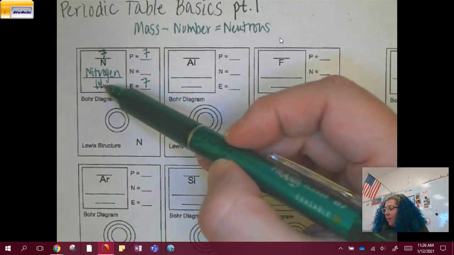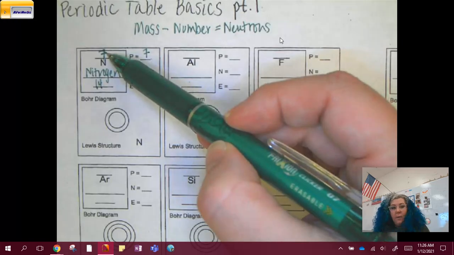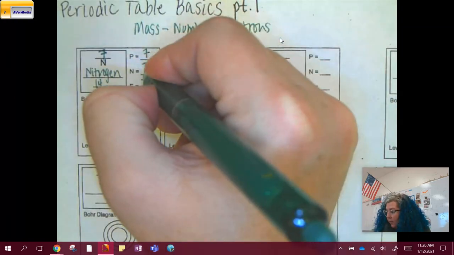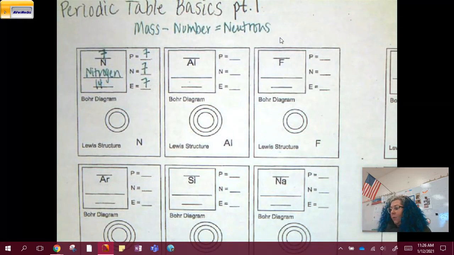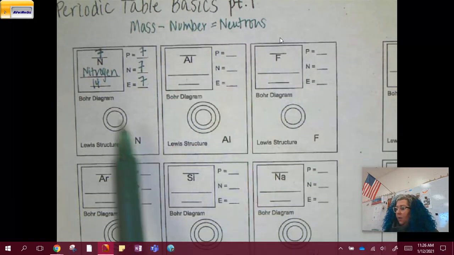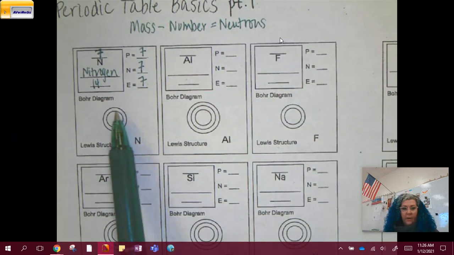So our atomic mass is 14. Our atomic number is 7. So 14 minus 7 equals 7. So in this case, we happen to have 7 protons, 7 neutrons, 7 electrons. It does not always work out that way, but in this case, this is correct. So again, we're not worrying about this part. That'll be for another lesson.